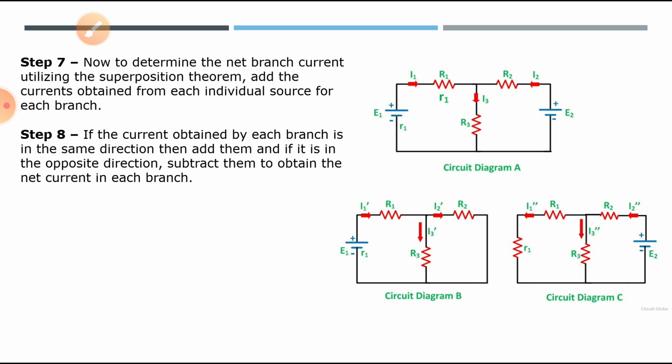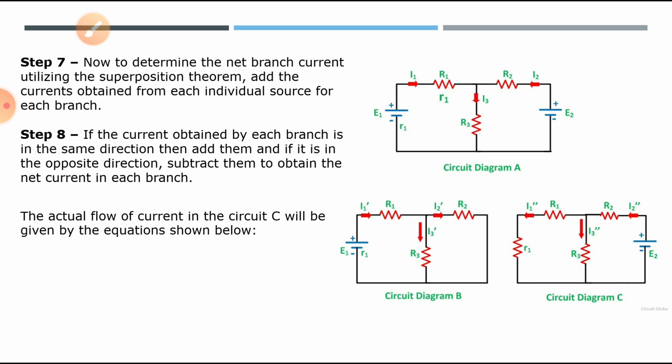If the currents obtained in a branch are in the same direction, then simply add them. If they are in the opposite direction, subtract them to obtain the net current in each branch. Please remember the direction of the current that you assumed in each case. Keep it in mind. That is the 8th step.